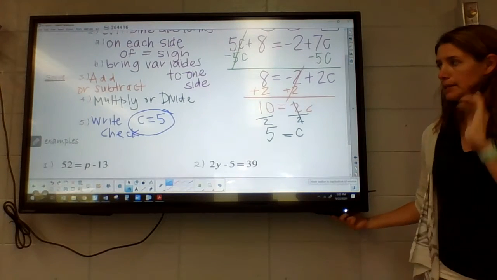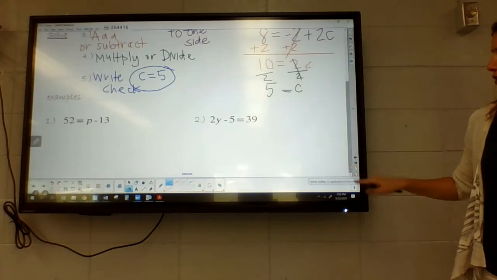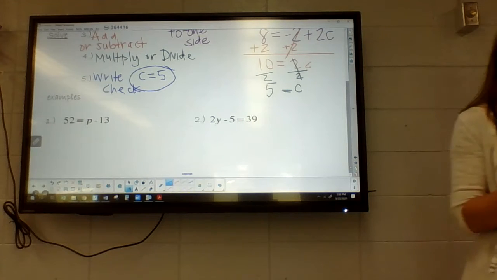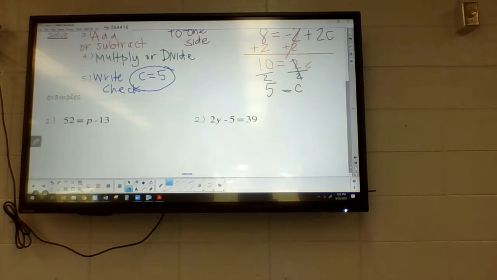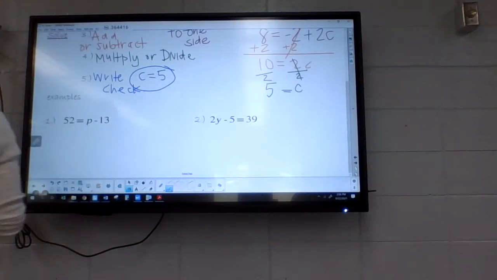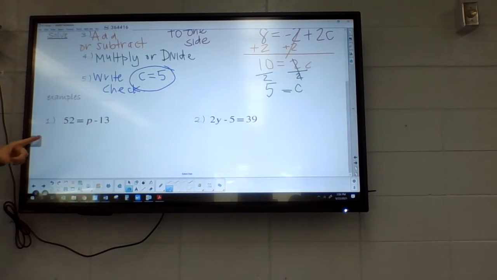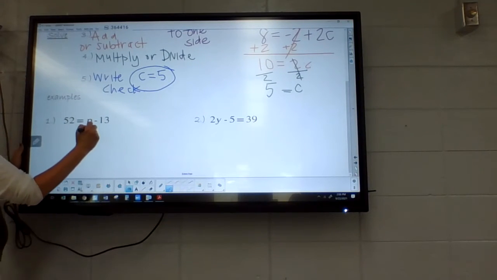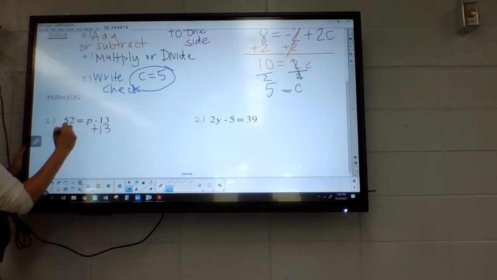So for example, our first one here says 52 equals P minus 13. I want to get the P alone. So what's happening to it? What am I going to undo here? It's a minus 13, so I need to add 13. Check your work, please. I don't want to name names or anything, but.